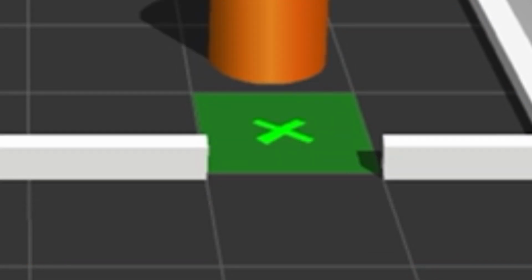Please place the... Thank you. Board reloading. Please place the cube in front of the cylinder. Please place the cube behind. Yes. Activity complete.